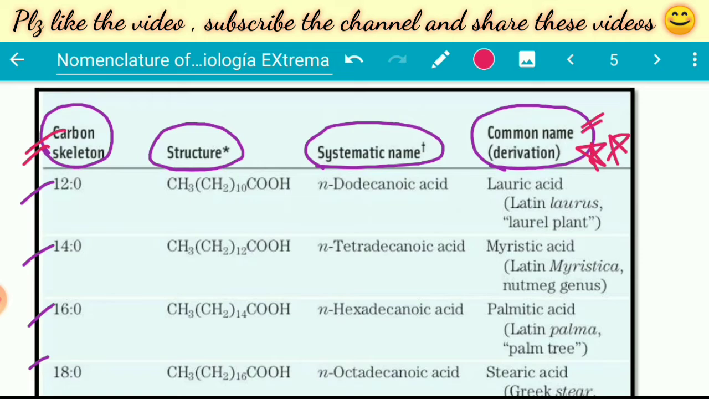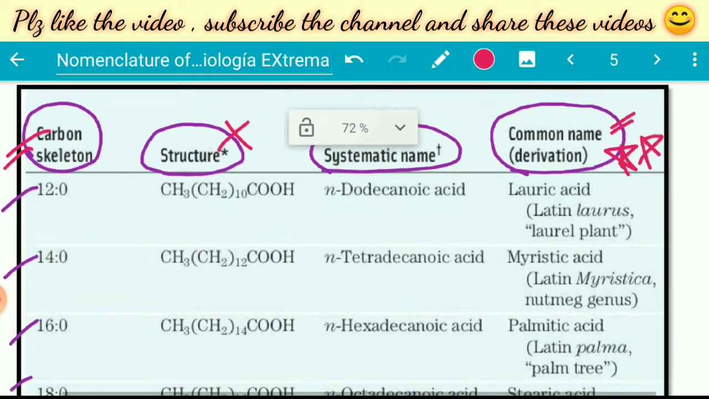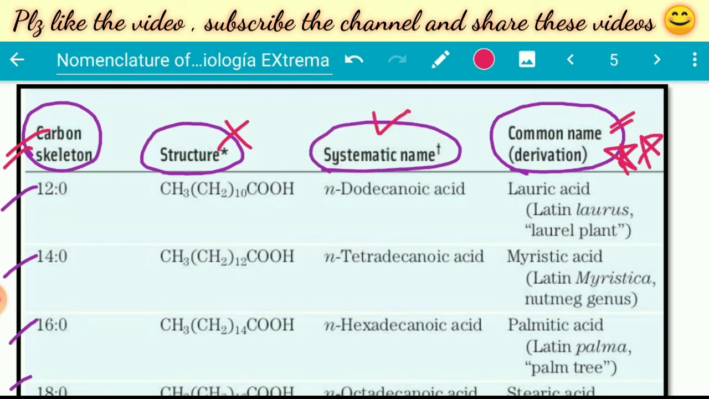Then we can ignore the structure, and you can learn the systematic name. It's easy, it's not that difficult. But the most important things are the common name and the shorthand representation.